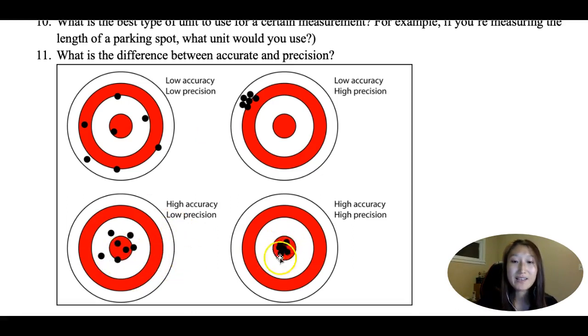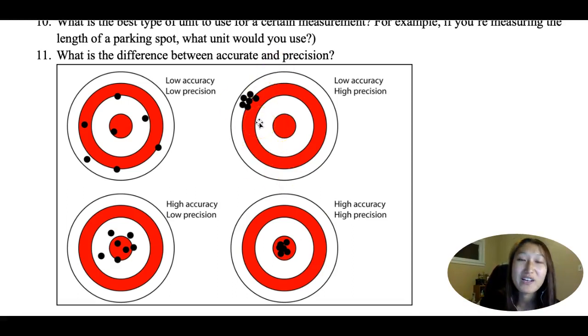If you have data that's very close to the target and very close together, you call that high accuracy and high precision. For example, if you run 500 meters five times, and one time is 5 minutes, the next is 5.5 minutes, and the next is almost 5 minutes, it's all very close to 5 minutes. You will call that high precision, but low accuracy.